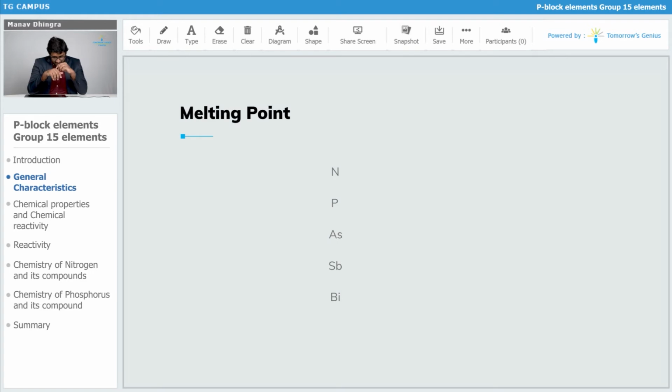So our next property that we are going to discuss is the melting point, right? Melting point has a very different trend in the case of our group 15 elements. First, it is noticed that going down the group up till arsenic, my melting point increases, right? We can assume why it is increasing: because the size is increasing. But we also know in the case of s-block elements, going down the group, the melting point decreases, right? So why is it increasing over here?